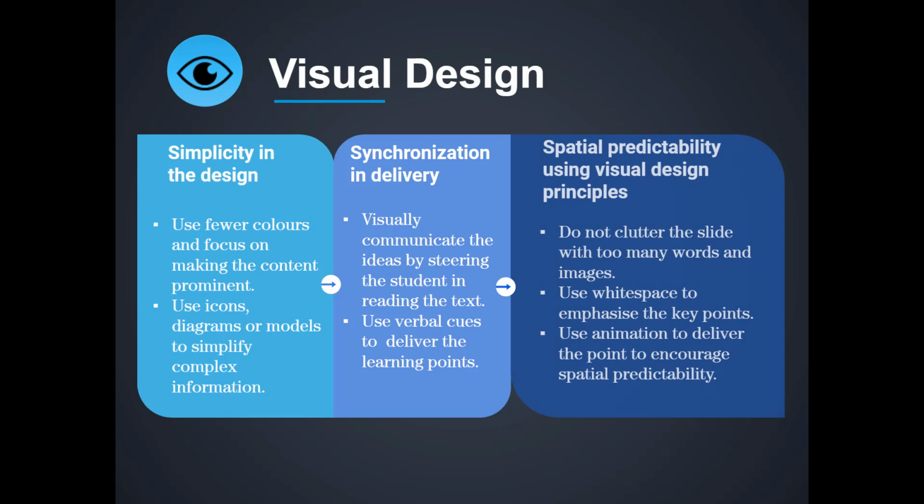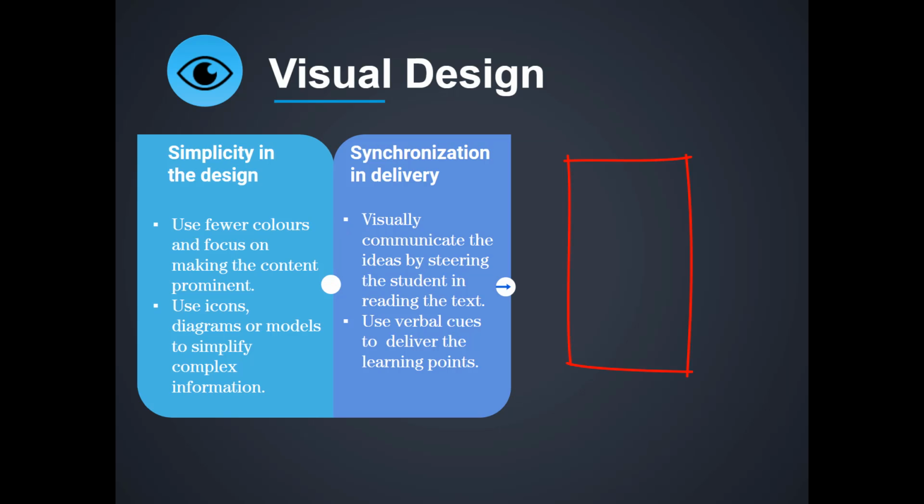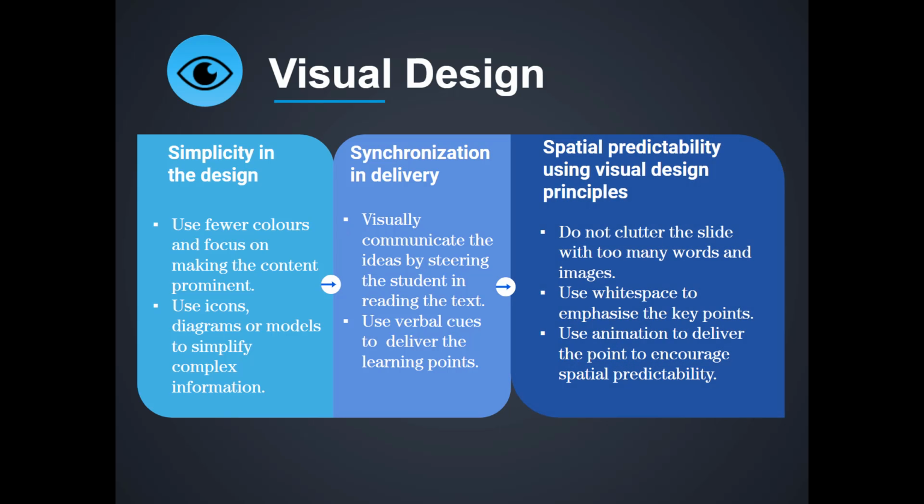The last element is spatial predictability. Do not clutter the slide with too many words and images, as we need some empty space, or what we call white space. This area here is what we call white space. Use white space as a teaser of what is to come. By using animation, this helps to guide the student. It's like having a pointer during a real lecture, guiding the attention of the student to what you want them to see.